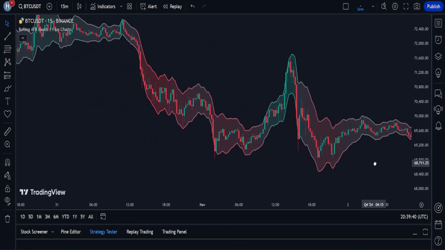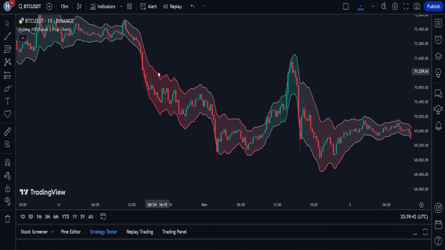The best use case of the upper band and lower band is for setting stop loss and trailing stop loss. As I said, the band is built based on ATR, and ATR is a perfect indicator for setting a stop loss. Here's how you do it.